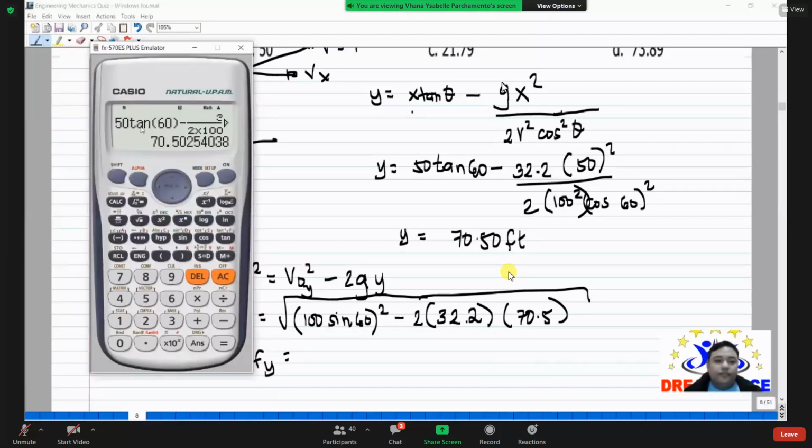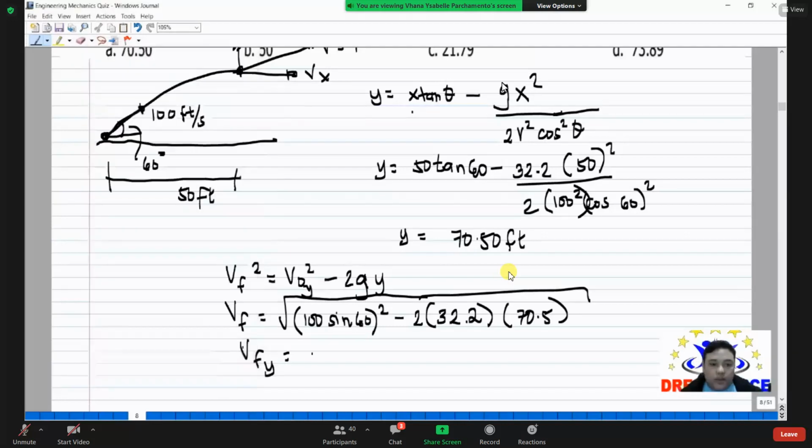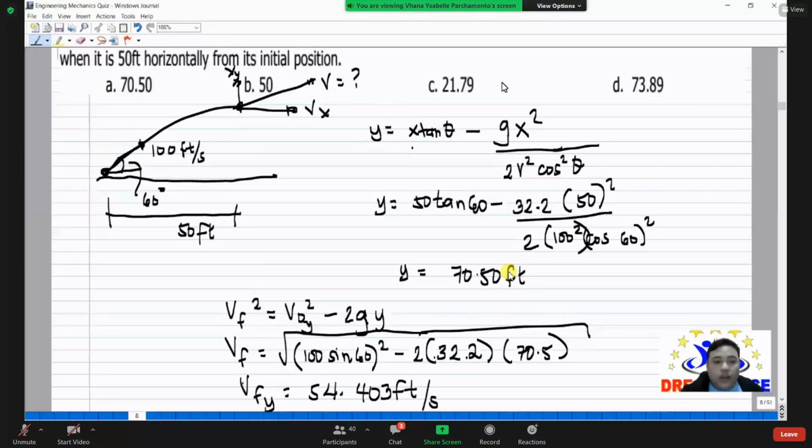So, square root ng 100 sine 60 squared minus 2 times 32.2 times yung answer natin kanina. Sobra siya ng isa. So, this is equal to 54.403. 54.403 feet per second. Okay. So, yun yung ating Vy.